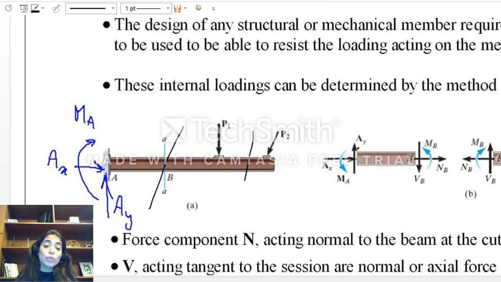Alright, now if I do the second cut, which is here, basically M will be equal to minus MA minus P1 times this distance right here, which is basically x minus the location of P1. So this is only, guys, to make sure that if you have a fixed support, you should include the moment reaction at this fixed support in the equation of bending moment. Thank you.